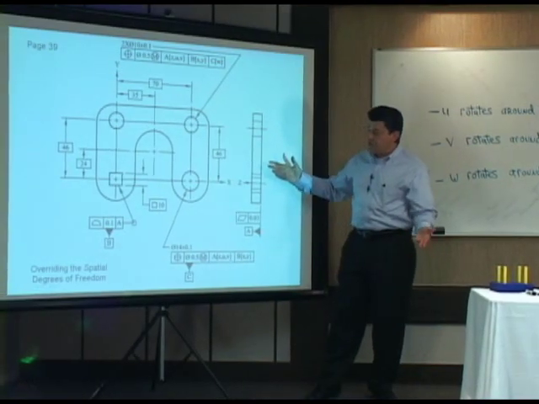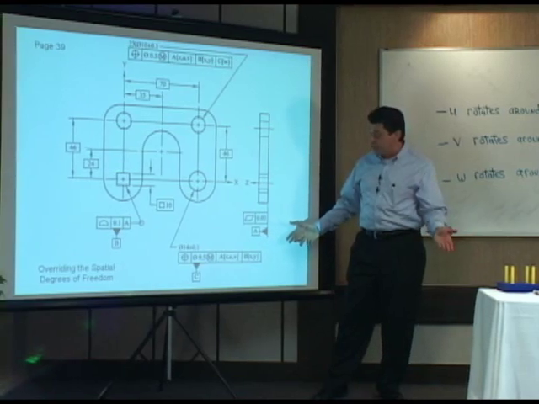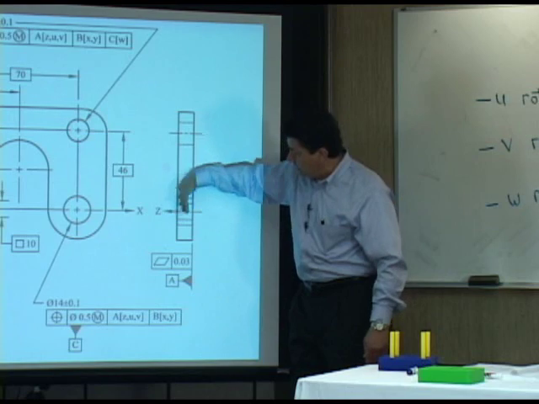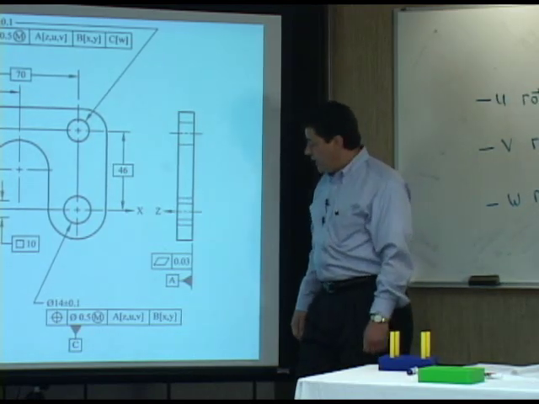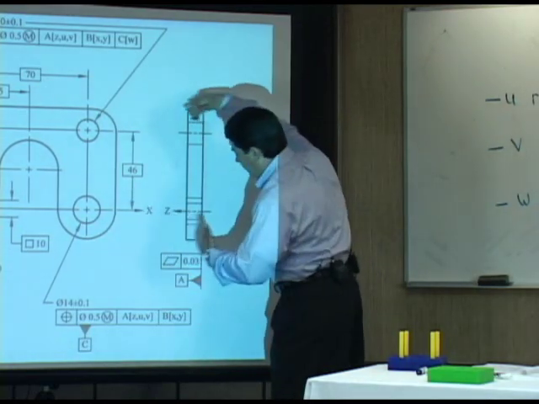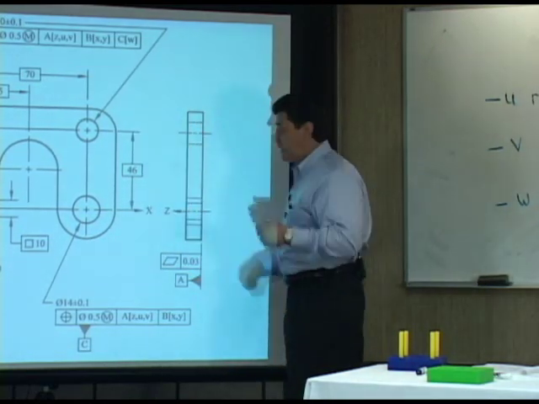In each of these controls, it shows what those degrees of freedom are. Z, of course, means that it can't move this way. That's a linear degree of freedom. And U, which is rotation in one of these planes, and V being rotation in the other.